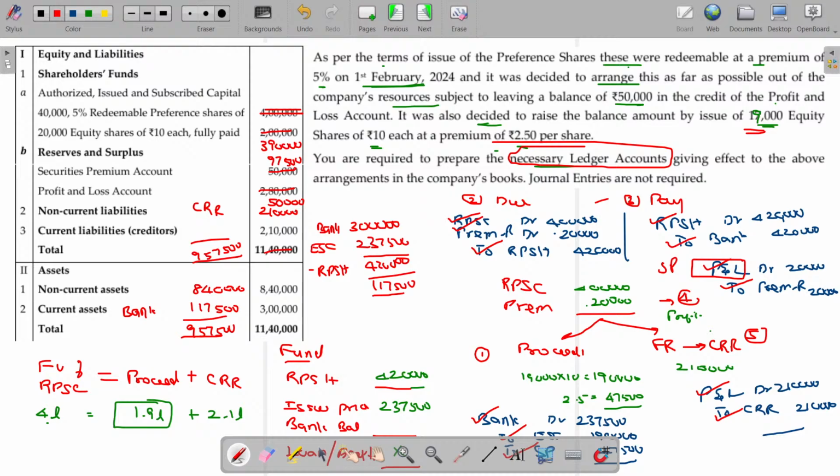Rather than P&L account, they have debited the securities premium in the text. It's an old format. Okay, currently for CA Foundation or CA, whatever it may be, you have to go with this model only. Don't debit securities premium. In case of loss, it can be debited directly to the P&L.